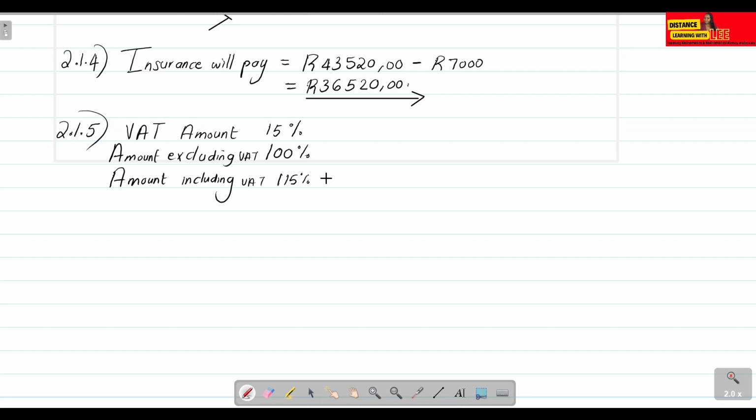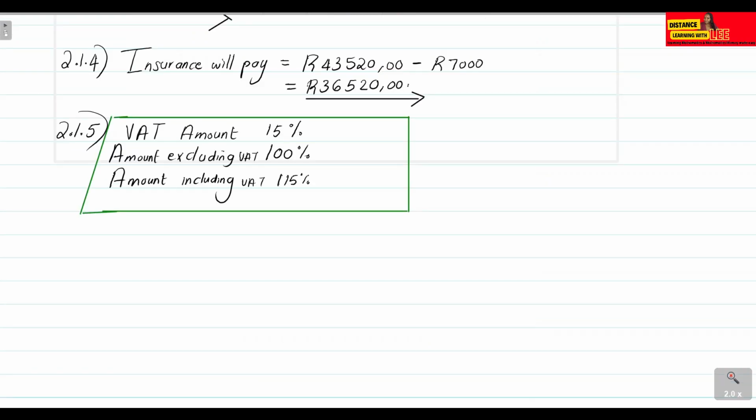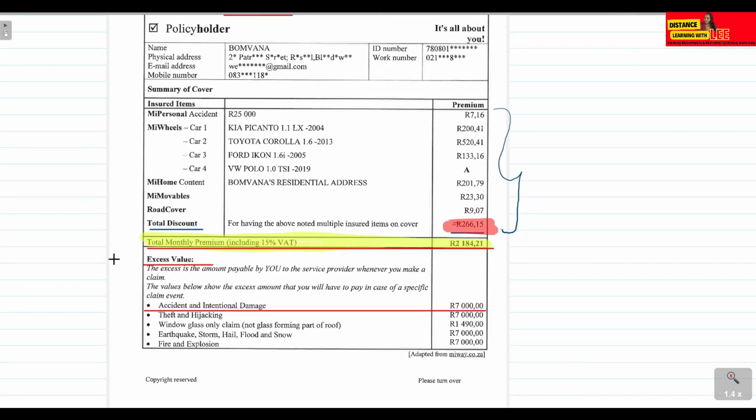Therefore, it'll be 115%. Okay, so now we are going to use this table to help us calculate what the question wants from us, and the question wants us to determine what is the amount of VAT that has been included. So we want to find what was the actual VAT amount. What was that 15% VAT that was actually included in our premium? We already know that this total monthly premium of 2,184 rand and 21 cents is an amount including the 15% VAT. Keep that in mind, please.